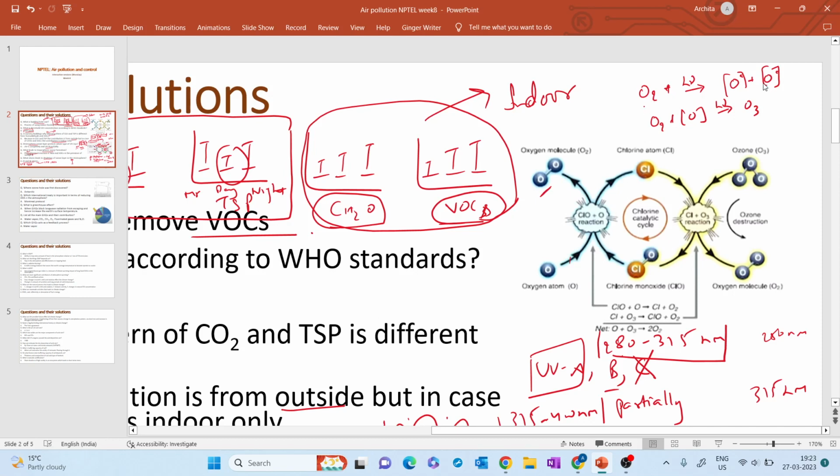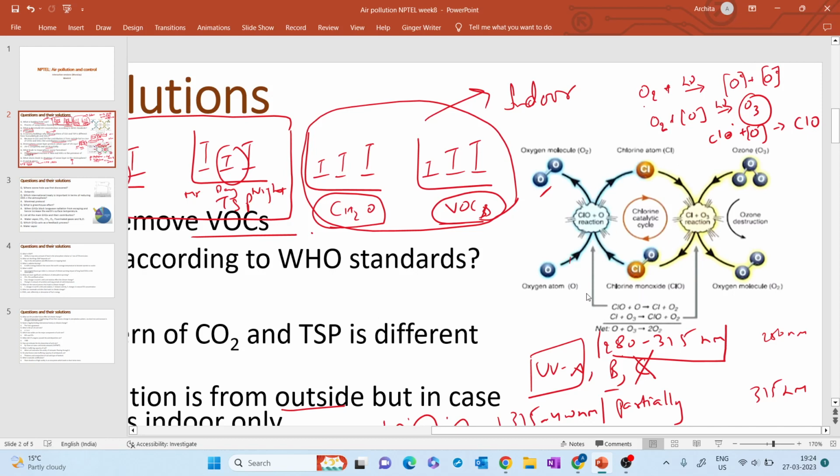Another thing is that the oxygen in the presence of sunlight gives two oxygen atoms. Now ideally these oxygen atoms should react with the oxygen molecule and give rise to ozone. But if there is chlorine present in the atmosphere, it reacts with the oxygen atom and gives ClO. This is called the chlorine catalytic cycle, where chlorine reacts with the O and hence sabotages the formation.